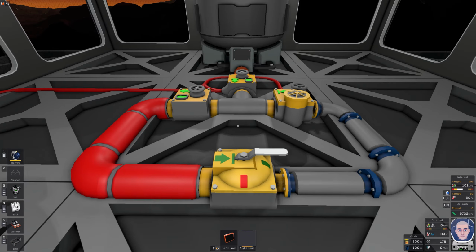Now look at this design. This is actually what 2 chambers, I believe, would look like internally.